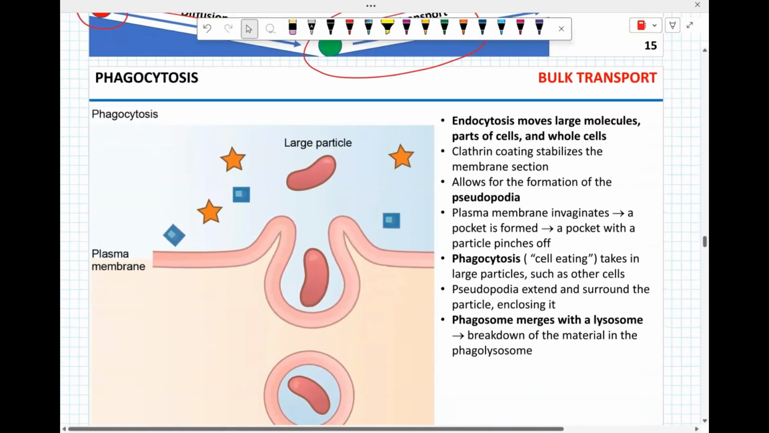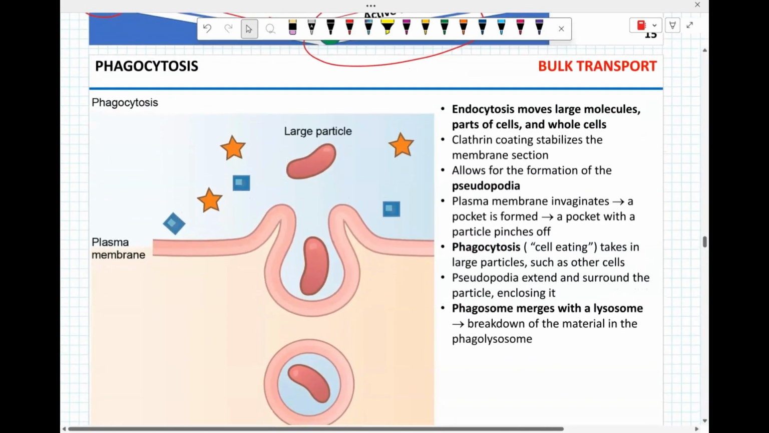What if we need to bring something bigger into the cell? Something like a bacterium or a fragment of another cell. For this, we can use a set of techniques known together as endocytosis. Endocytosis is simply a movement of large molecules, cellular parts and other whole cells into a cell.